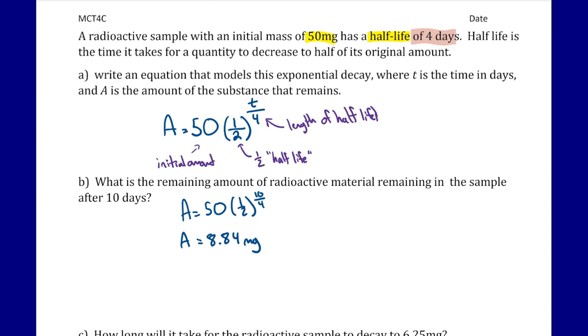So all this is just a calculation, so just make sure you are comfortable doing this on your calculator. If you want to rewrite it, you could say A equals 50 times 0.5 raised to the power, and then 10 divided by 4 is 2.5, and do the calculation that way, and you still get the same answer. Right? So just rewritten without the fractions.